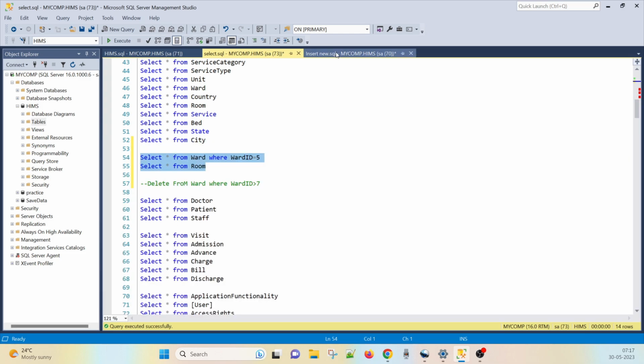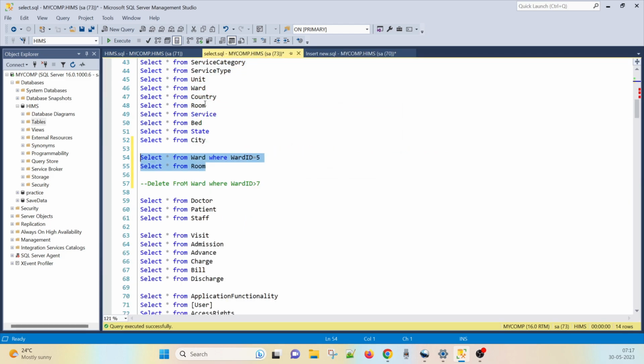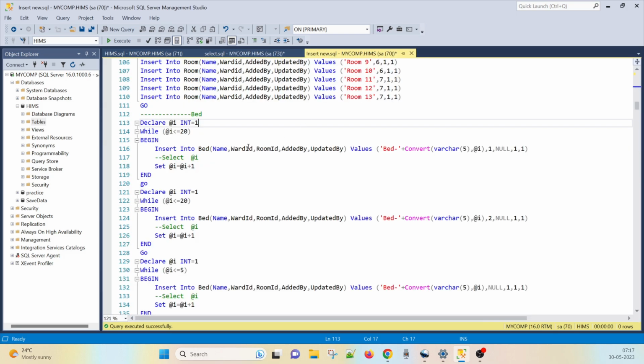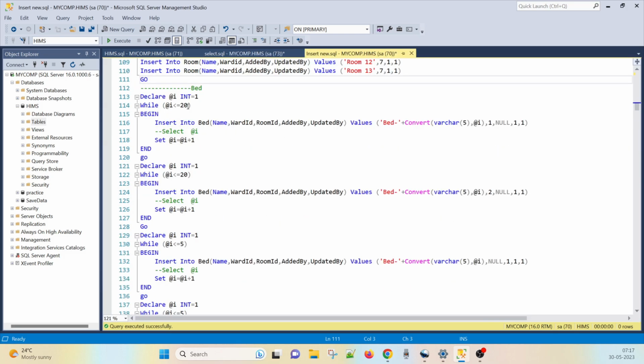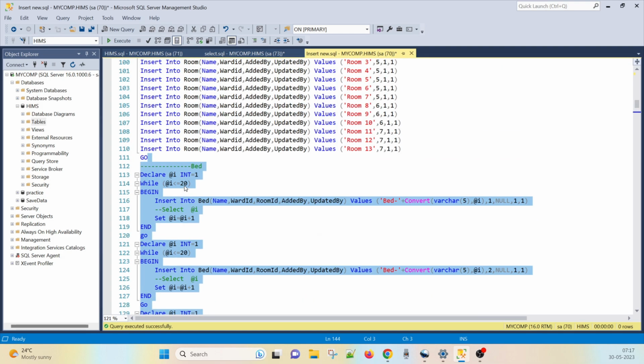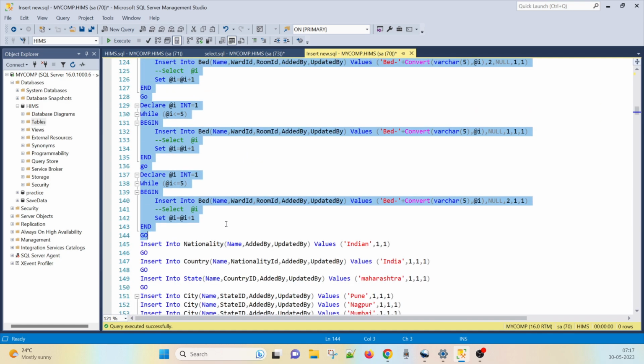Okay, and after that, yeah, this is the bed related information. Means suppose there is nothing record in it, and beds are related to the ward as well as room. So let's see, I created the 20 records for the ward and 5 records for the room. So you can modify this number as well. Means I am creating the 20 records. You could do 10 records, 5 records based on your need.